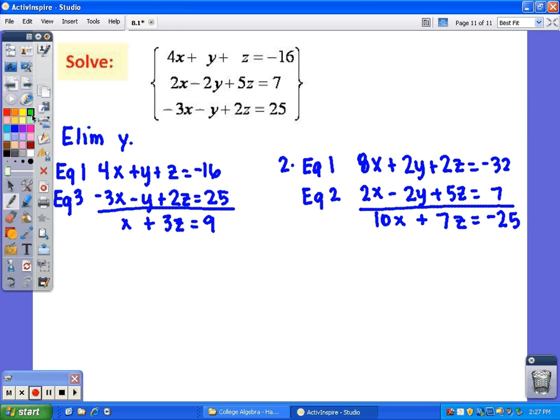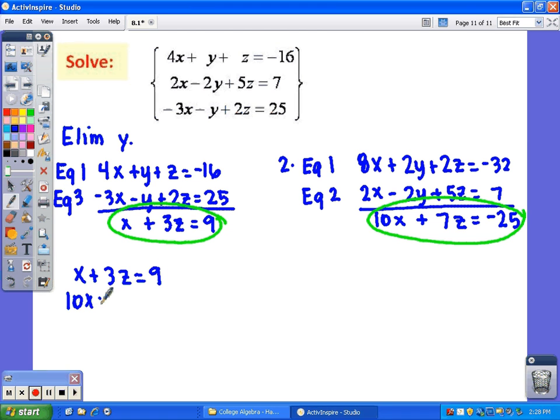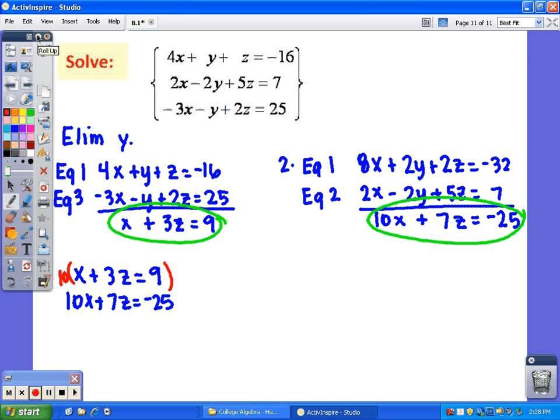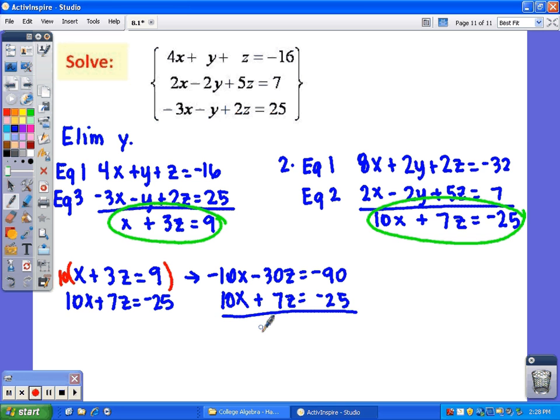Now remember, we're going to take those two equations and solve them as two equations with two unknowns with any method you want. Well, looking at my two equations, it looks like I can do the elimination method again, but to do that I would have to multiply the top equation by negative 10. So multiplying that top equation by negative 10, we would get negative 10x minus 30z is equal to negative 90. Leaving that second equation just like it is, the x's eliminate. We get negative 23z is equal to a negative 115.